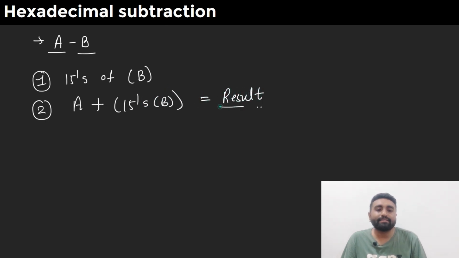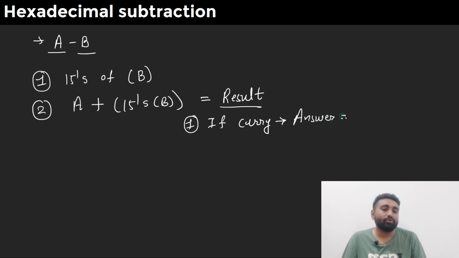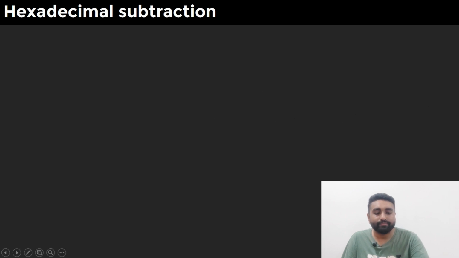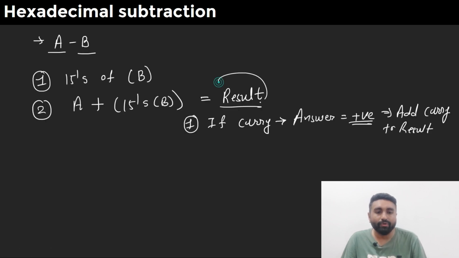But in this result we have two cases. If there is a carry generated at the end of the addition of the last bit, then this answer is going to be a positive answer. In this case you need to add the carry to the result, that means this one. Result means this one. In this result only you are going to add the carry.